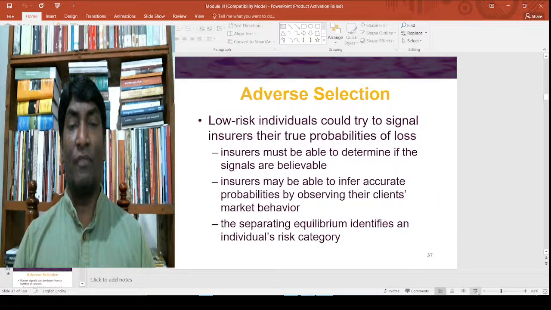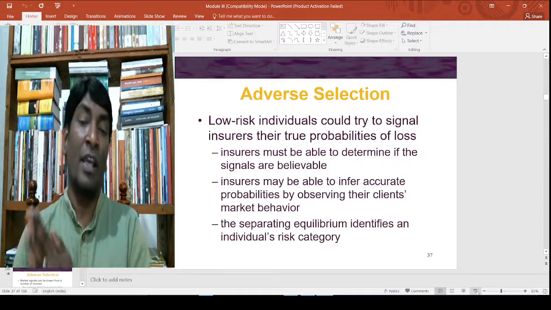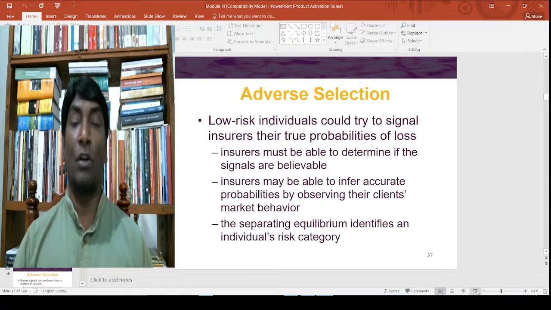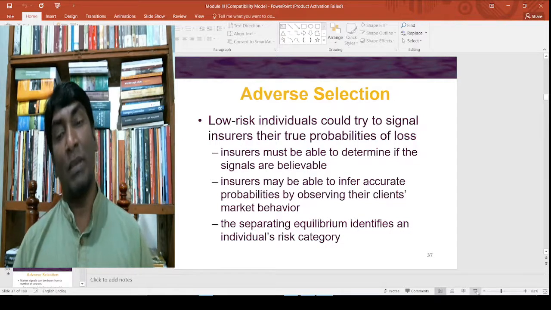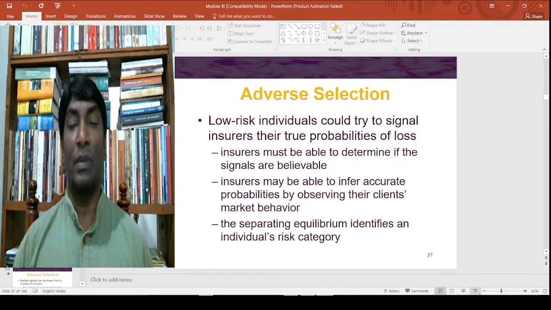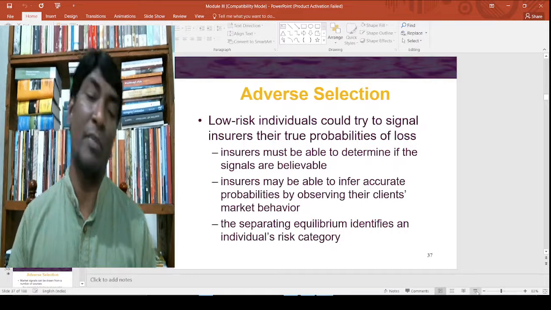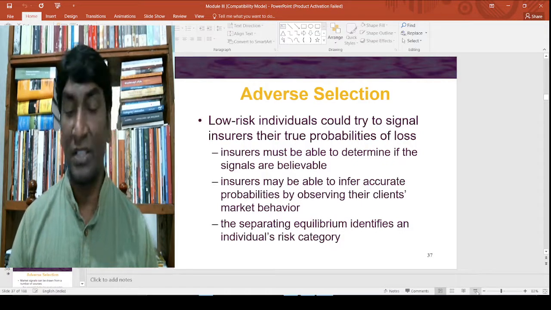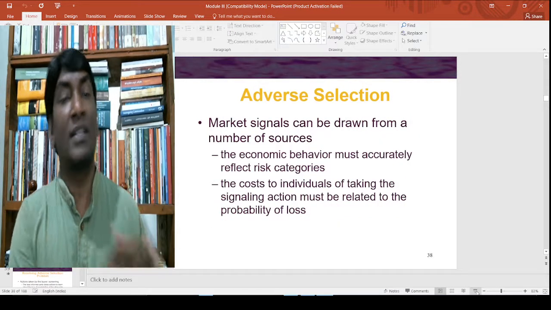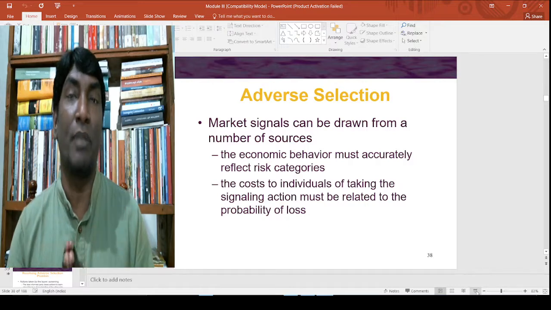Now, a low risk individual could try to signal to insurers their true probabilities of loss, and insurers must be able to determine if the signals are believable or not. Insurers may be able to infer accurate probabilities by observing their clients' market behavior. The separating equilibrium identifies an individual's risk category. So market signals can be drawn from a number of sources.